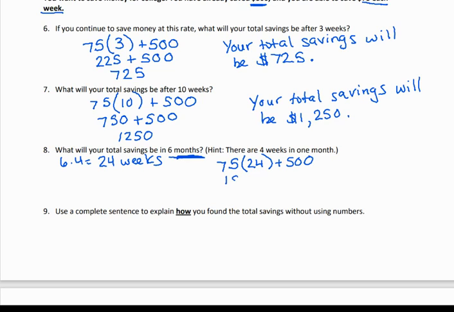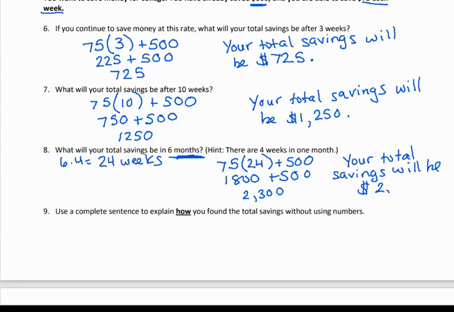So 75 times 24 gives me 1,800. And then we add the 500. So the total savings will be $2,300. Any questions? All right. So use a complete sentence to explain how.